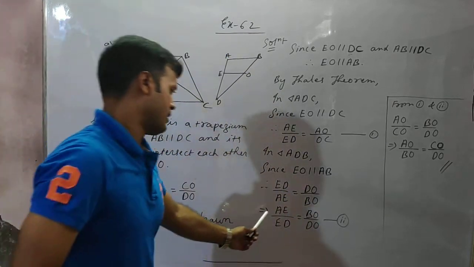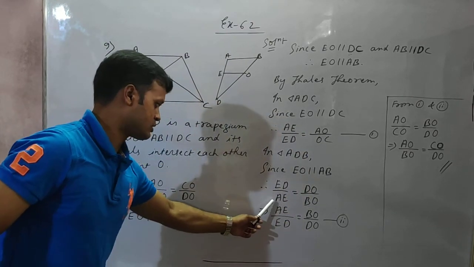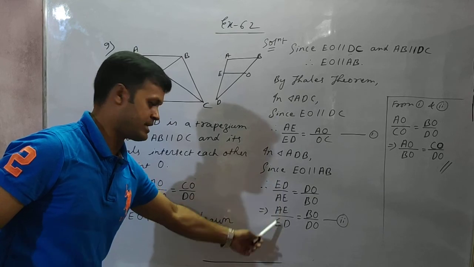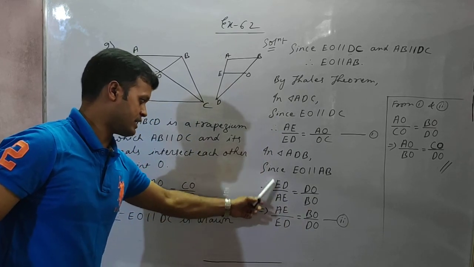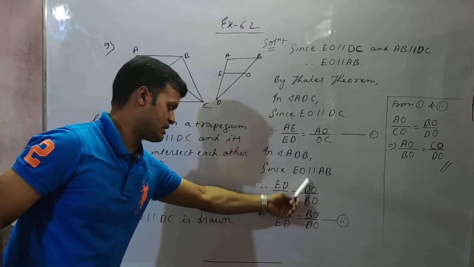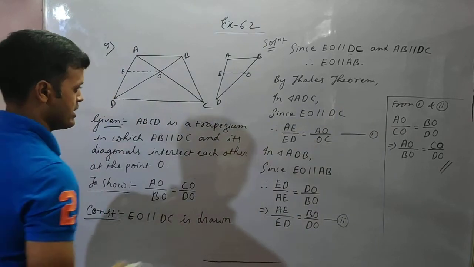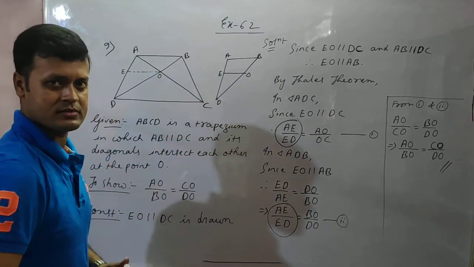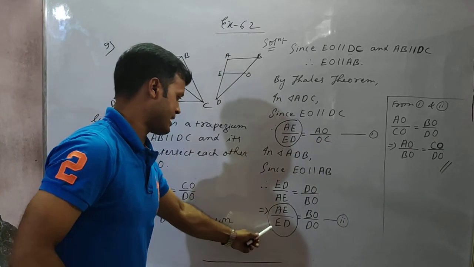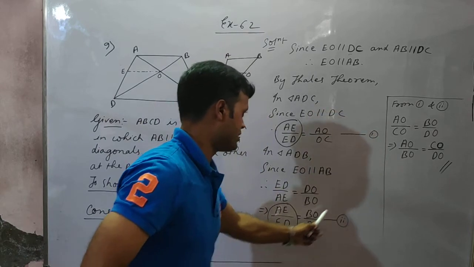Next, what we did is, we just reversed both sides. Here I took AE up and ED down, so this side also I reversed. This side if I reverse, then AE by ED it will become, and this side BO by DO it will become. So from 1 and 2, here also AE by ED is there, here also AE by ED is there. Therefore, AO by CO is equal to BO by DO.